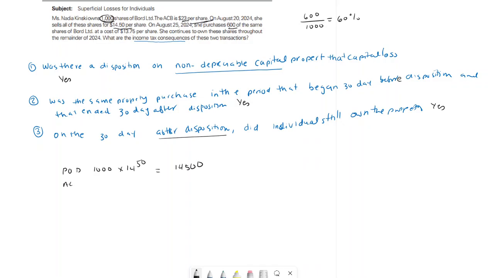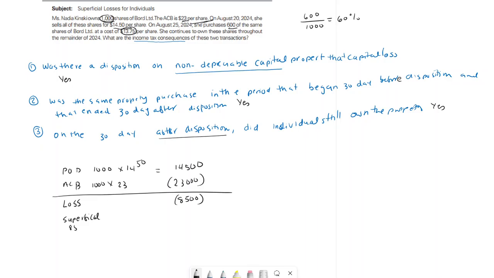Then we have an ACB on the 1,000 shares, which was 23, and that is my 23,000. So now there is a loss, and some of the loss is a superficial loss. How much is my loss? My loss is 8,500. Now we repurchased the same shares at a cost of 37.50. So not the whole loss, but some of the loss is superficial.